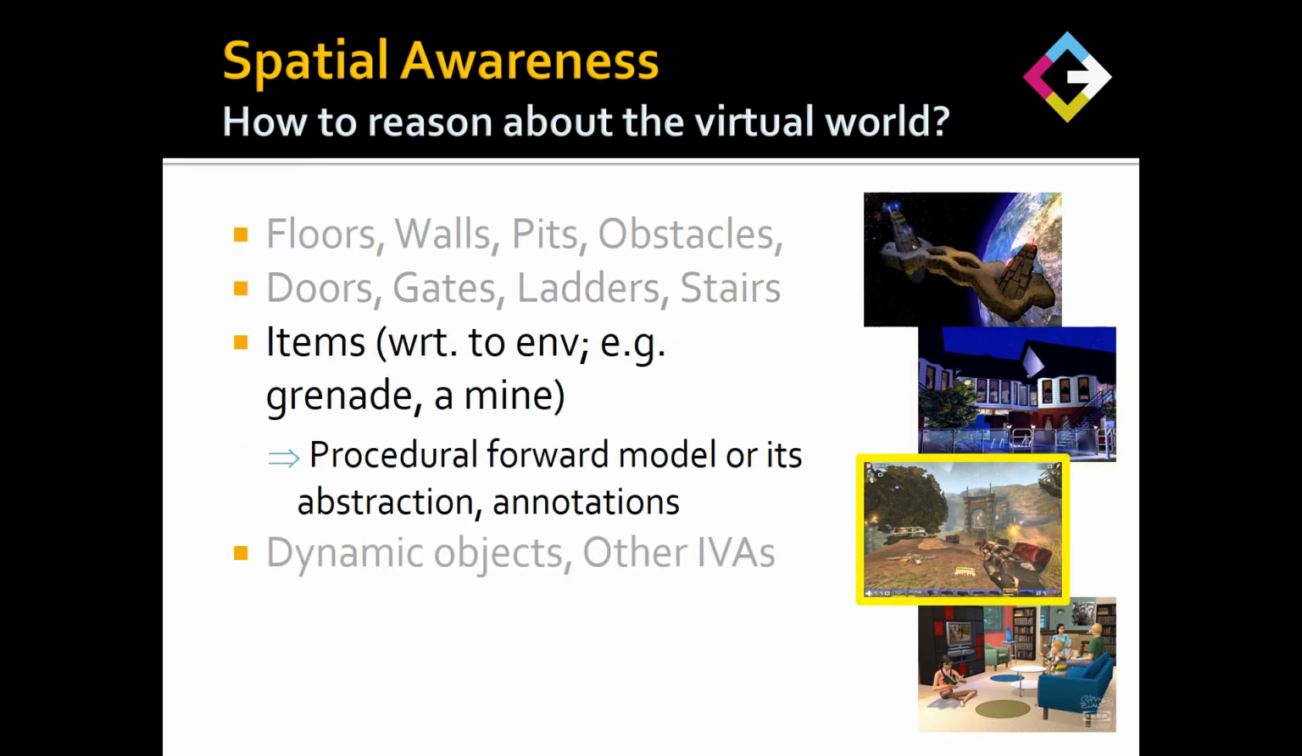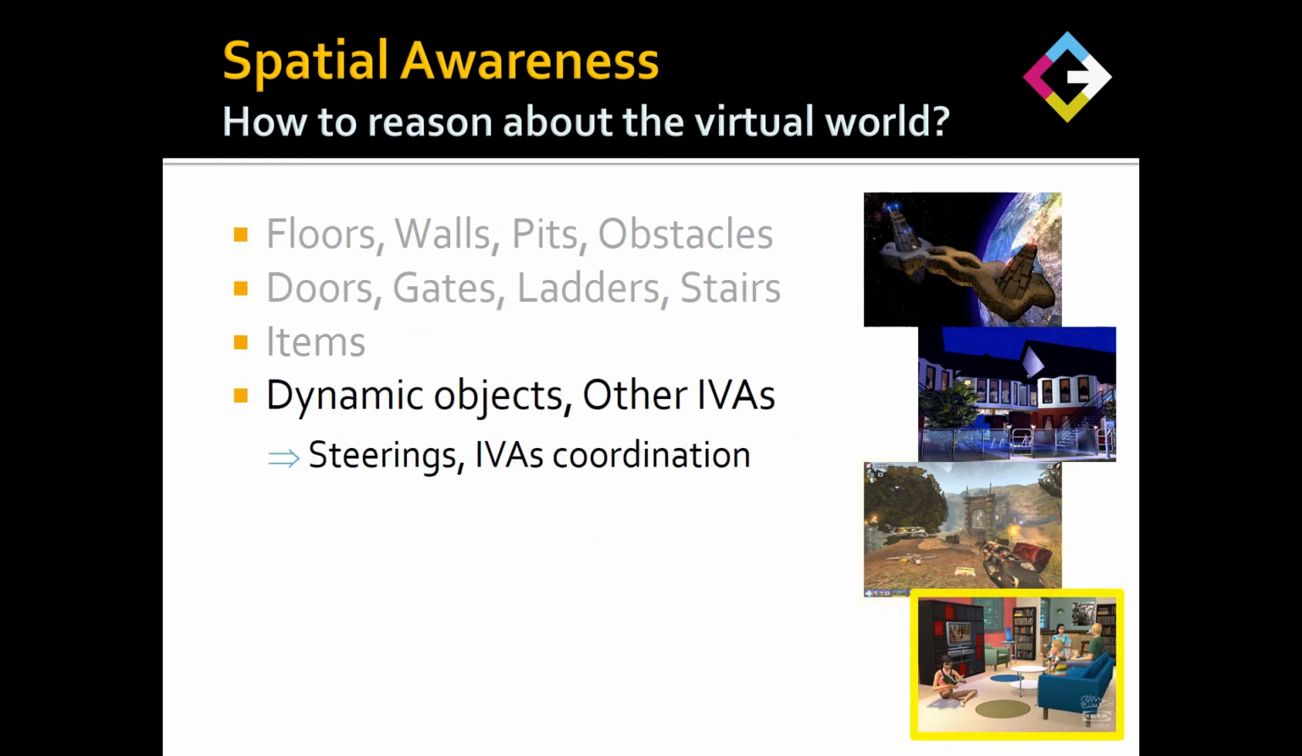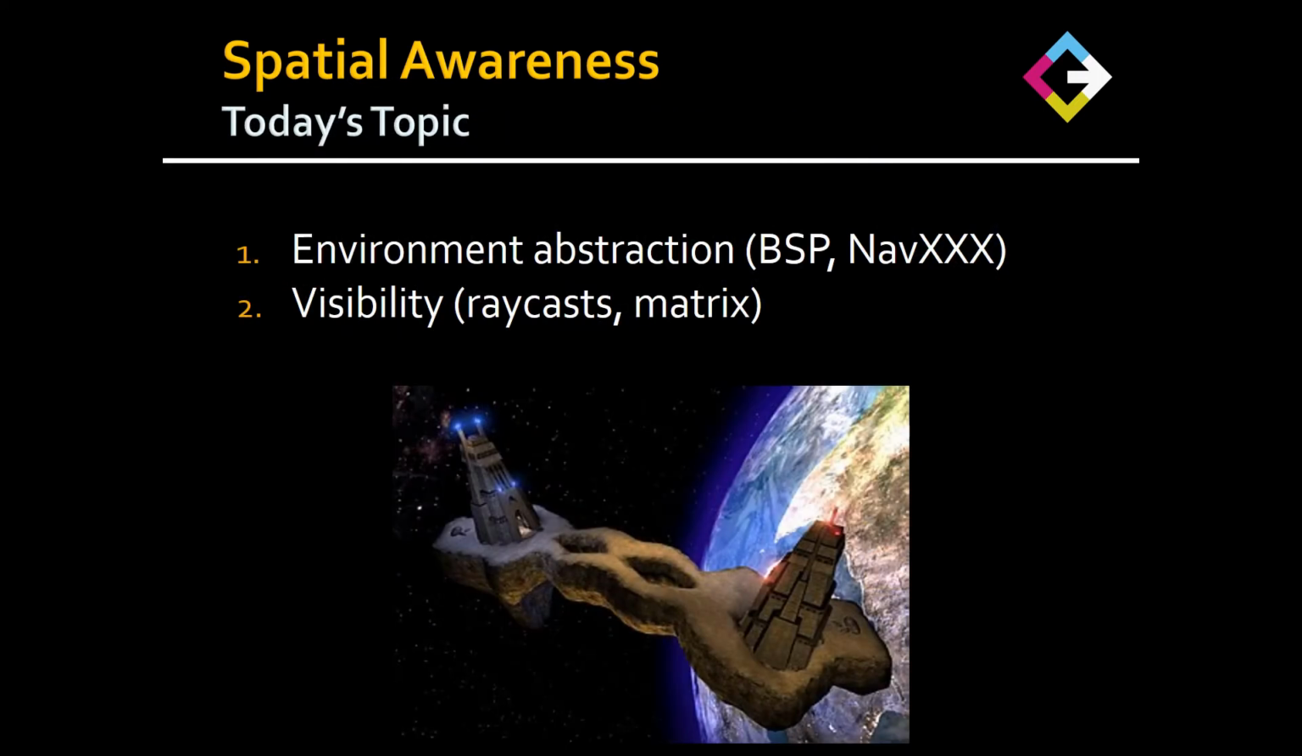With respect to objects that are associated with some mechanics, we will require some kind of forward model, that is, a notion of how those objects behave in time and what they are reacting to. And for dynamic objects, we will need some code for how to navigate around them, or, in case of cooperation, how to coordinate IVAs.